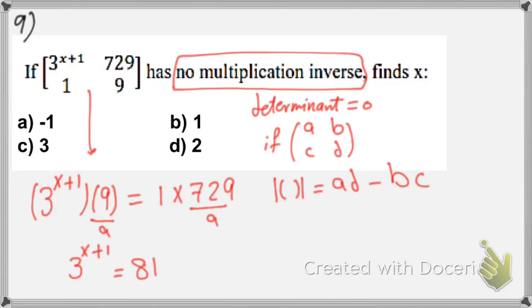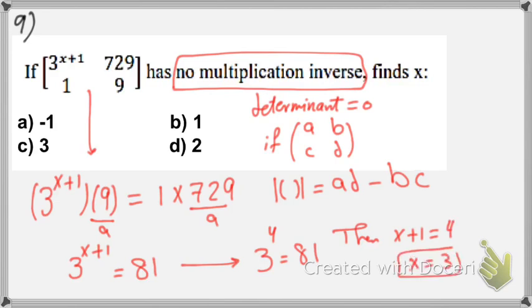Now you may ask yourself, 3 to the power of what gives me 81? 3 times 3 is 9 and 9 times 9 is 81. So 3 to the power of 4 gives me 81. In case of 3 to the power of 4 equal to 81, x plus 1 is equal to 4, and by solving this equation, x is equal to 3. So the answer is C.